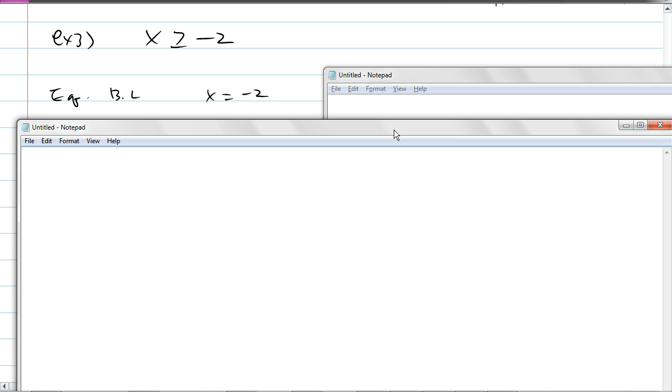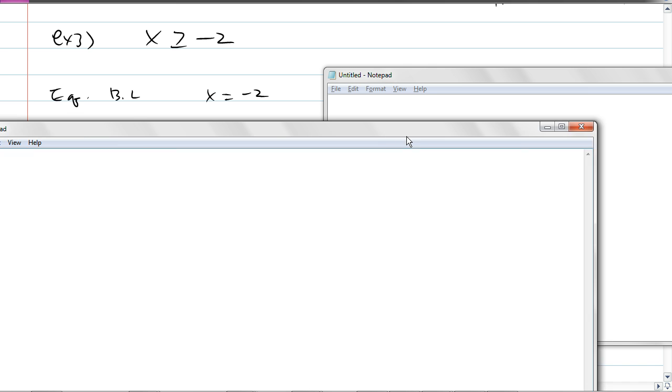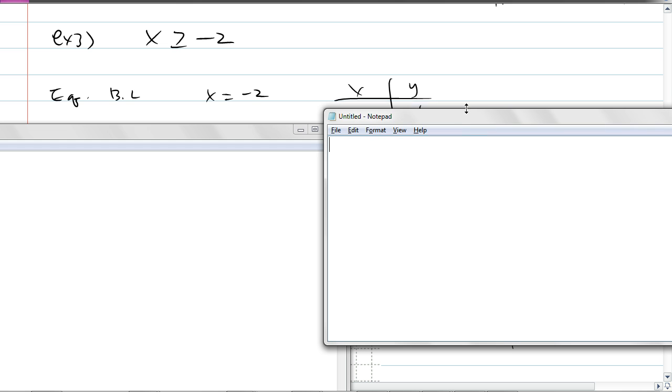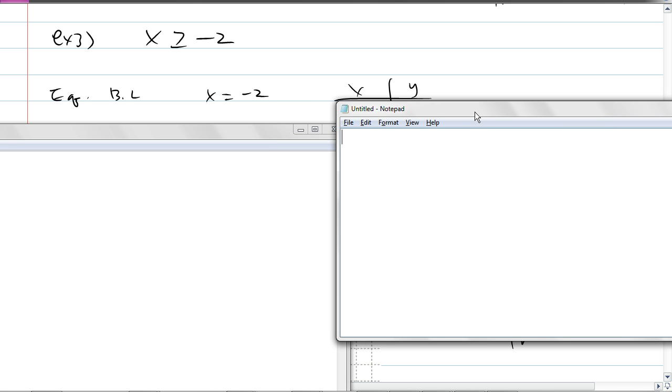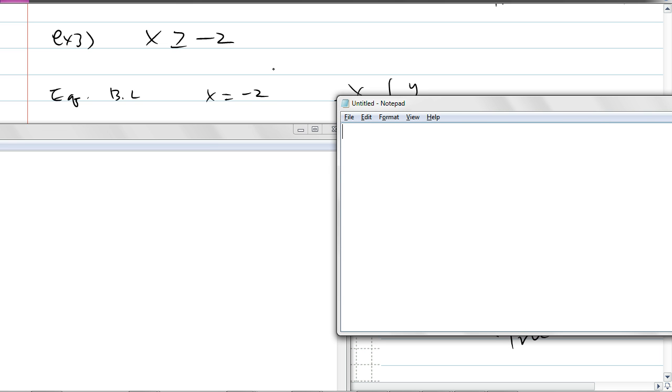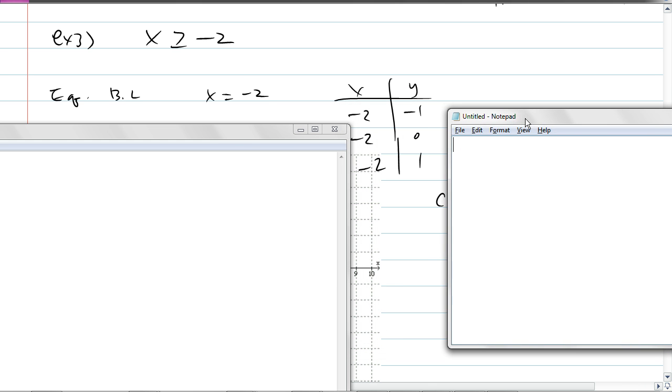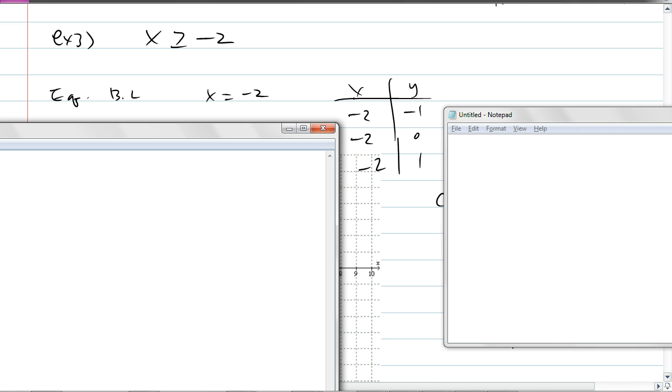Now, how do I know? How can I check? I could do a little table again, right? My x is always going to be negative 2. My y is going to be anything you want. So as you can see, my x is fixed, which means I'm going to get a vertical line. Now, I got a problem though. How do you then shade above or below a vertical line? Because there is no above or below.